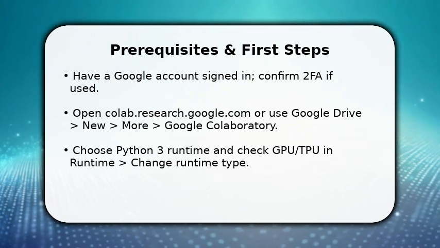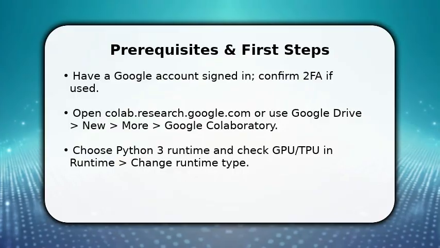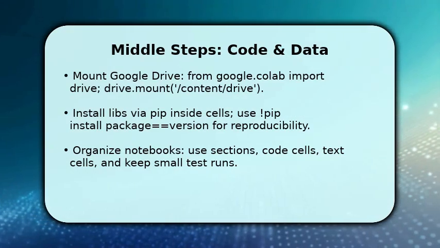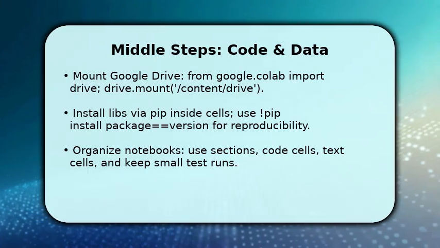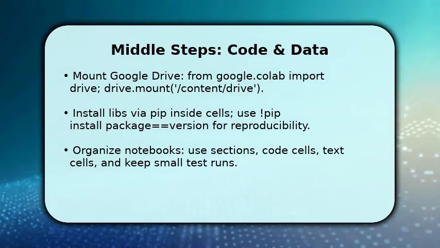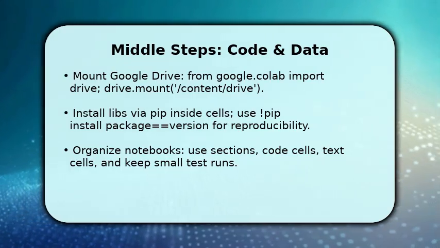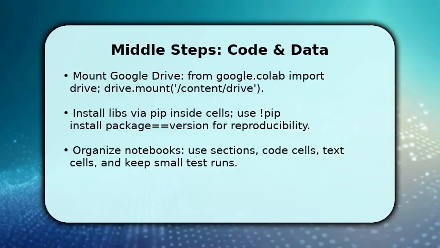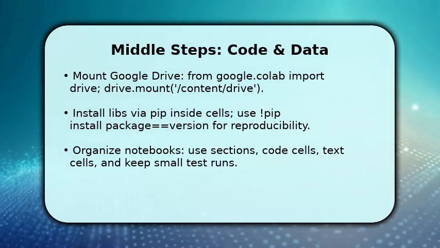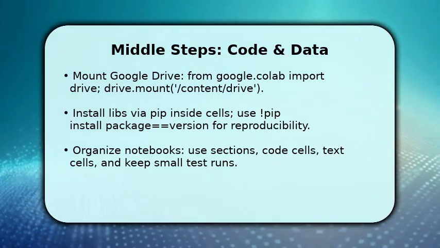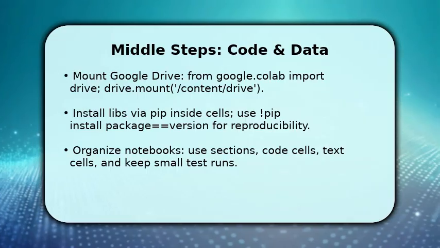Now you handle data and dependencies. Mount drive to access large datasets and keep results persistent because local VM storage resets. Install required libraries inside cells with pip so environments match. Specify versions to avoid drift. Split work into modular cells, one for imports, one for data loading, one for preprocessing, and one for training or analysis. This structure speeds debugging. Once you test small batches, scale up with larger runtimes or remote datasets to avoid waste.